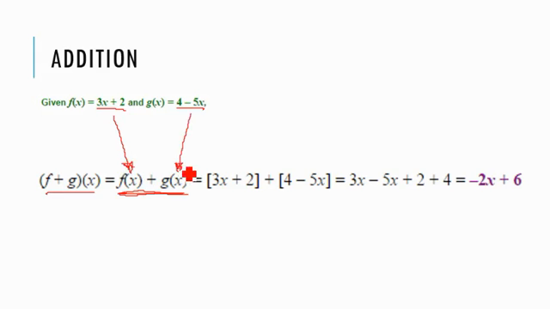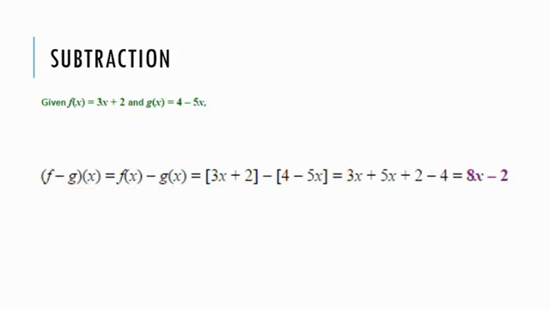So we end up with 3x plus 2 plus 4 minus 5x, which we can just write as 3x minus 5x plus 2 plus 4. And when we combine like terms, our final answer, f plus g of x equals negative 2x plus 6.